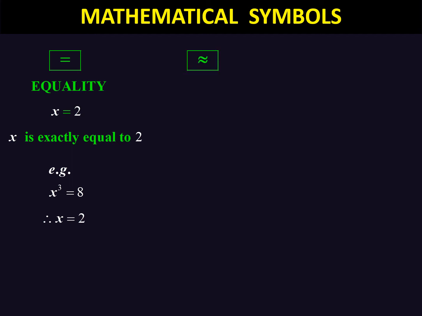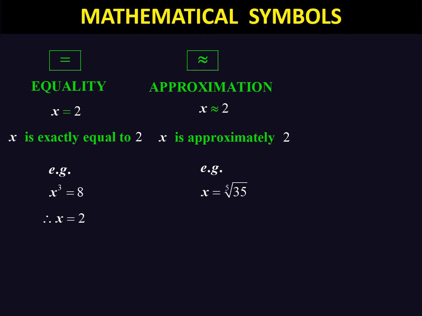And this one. This is the one we use when we round off calculations. And this is known as the approximation symbol. For example, x is approximately 2. Right? Not exactly, approximately. For example, if I have x equal to the 5th root of 35, go to the calculator, it gives you 2,03, but we can say it's approximately 2.